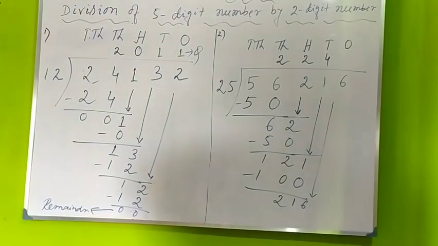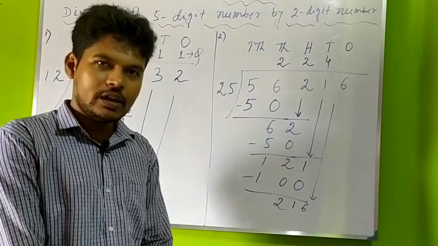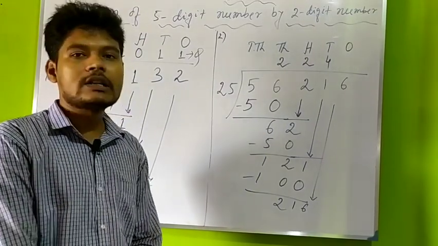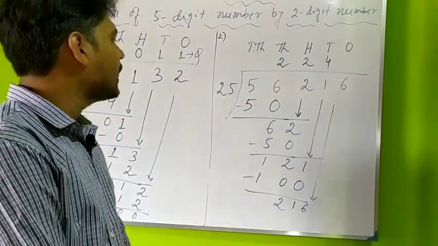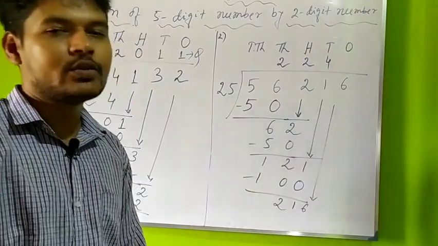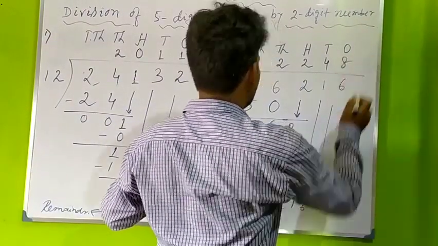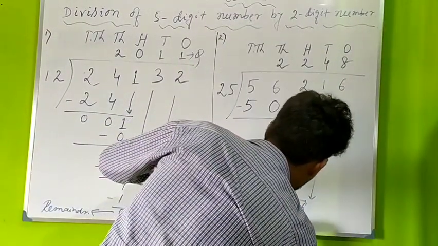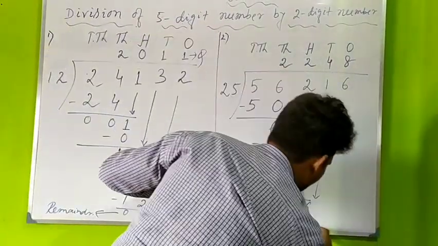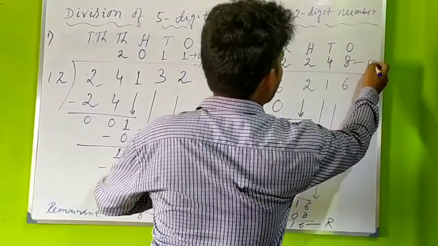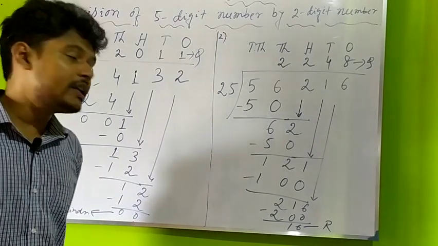Now 25 into 5, 125. 25 into 6, 150. 25 into 7, 175. 25 into 8, 200. And 25 into 9, 225. 225 is greater than 216. So we write down 8 at the ones place, and that is 200. So we get remainder 16, and our quotient is 2248. So it is very simple.